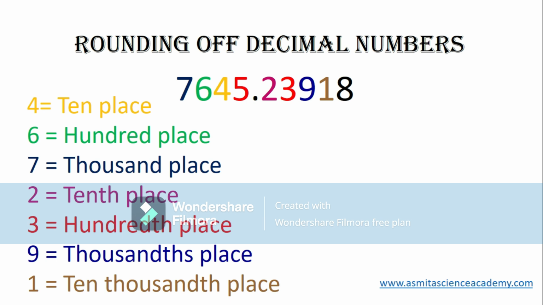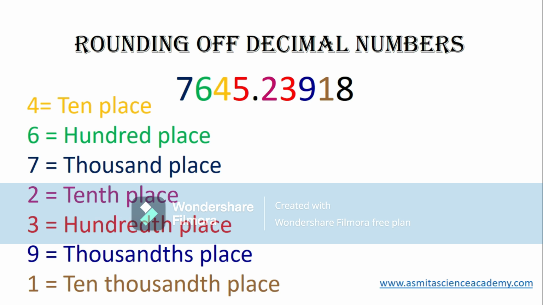So here, 4 is at the 10th position, 6 is at the 100 position, 7 is at the 1000 place, and the number 2 after the decimal point is at the 10th place. Number 3 is at the 100th place, number 9 is at the 1000th place, and number 1 is at the 10,000th place.